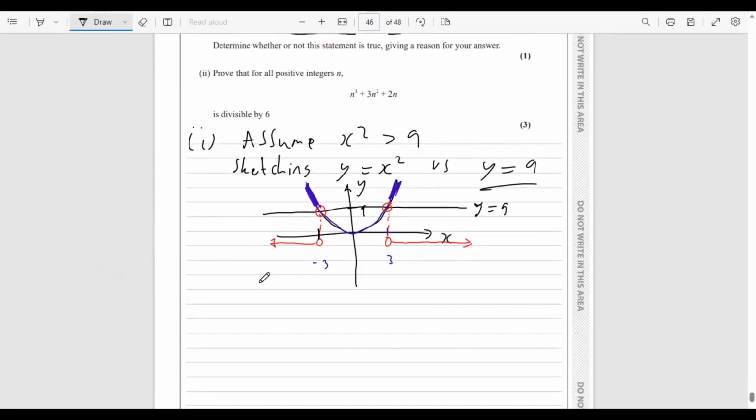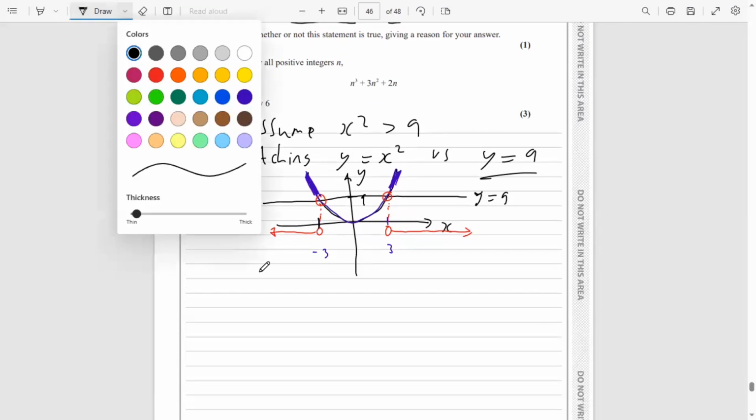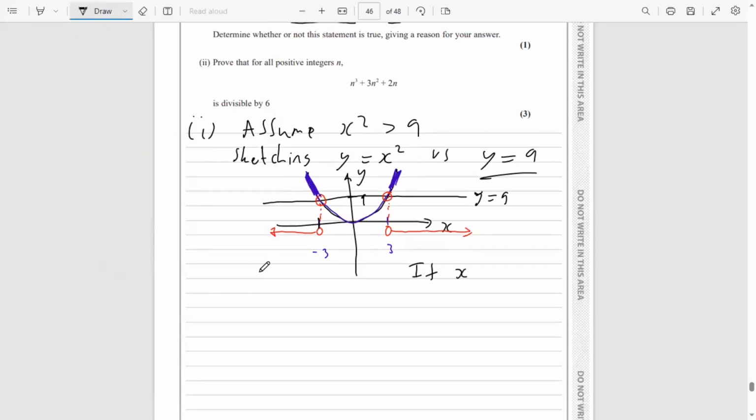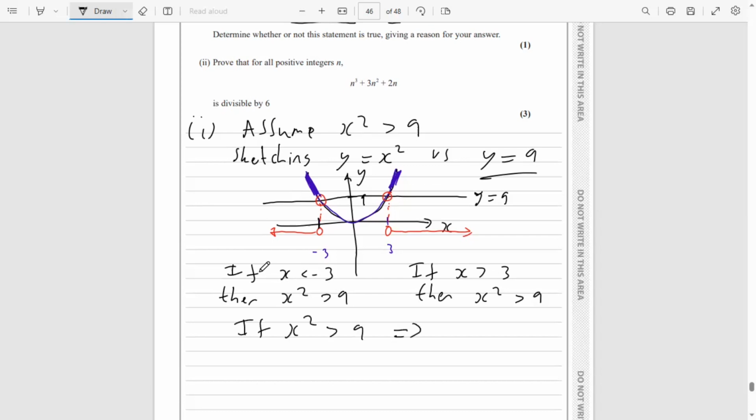Okay, so we know that if x is greater than 3, so let's just write this down here then. If x is greater than 3, then x squared is greater than 9. And also from this region down here, if x is less than -3, then x squared is greater than 9. So what we can conclude from this graph is that if x squared is greater than 9, then it means that either x is greater than 3 or x is less than -3. Okay, so either x is greater than 3 or it's less than -3.